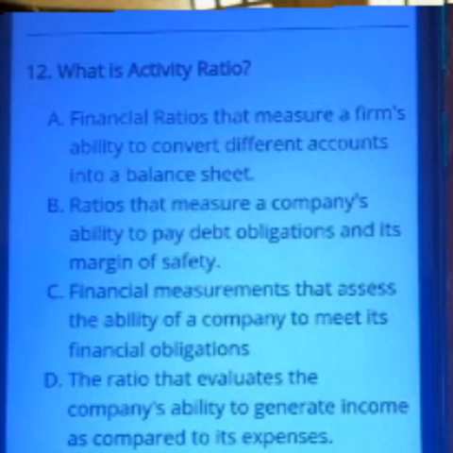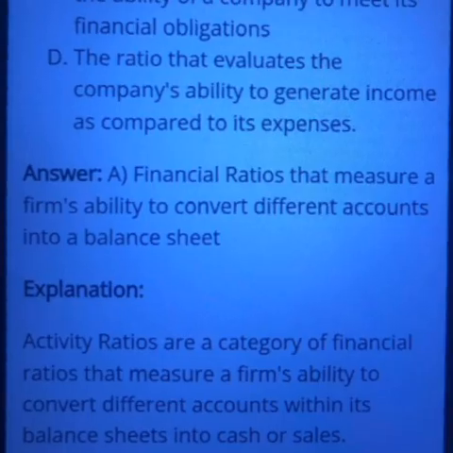Question number 12. What is activity ratio? A. Financial ratios that measure a firm's ability to convert different accounts into a balance sheet. B. Ratios that measure a company's ability to pay debt obligations and its margin of safety. C. Financial measurements that assess the ability of a company to meet its financial obligations. D. The ratio that evaluates the company's ability to generate income as compared to its expenses. The true answer is A. Financial ratios that measure a firm's ability to convert different accounts into a balance sheet.